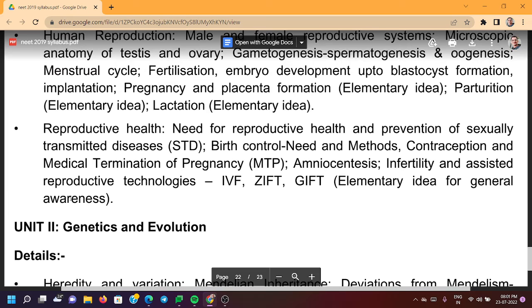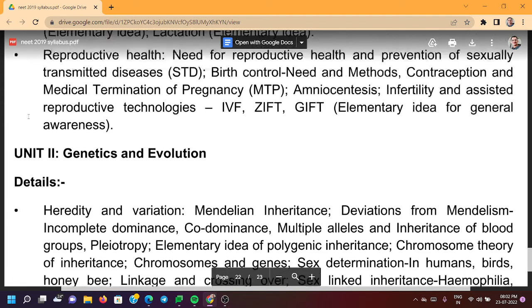Reproductive health: need for reproductive health and prevention of sexually transmitted diseases (STD), birth control, need and methods of contraception, and medical termination of pregnancy (MTP). Amniocentesis, infertility and assisted reproductive technologies: IVF, ZIFT, GIFT. Elementary idea for general awareness.